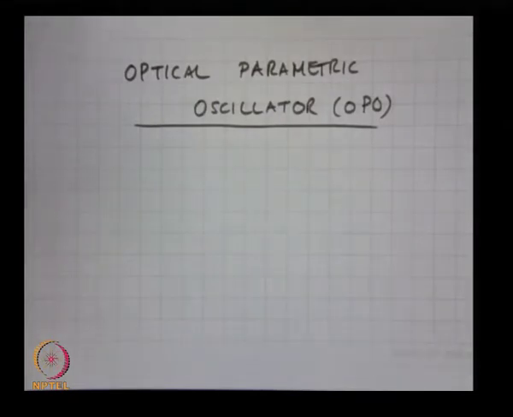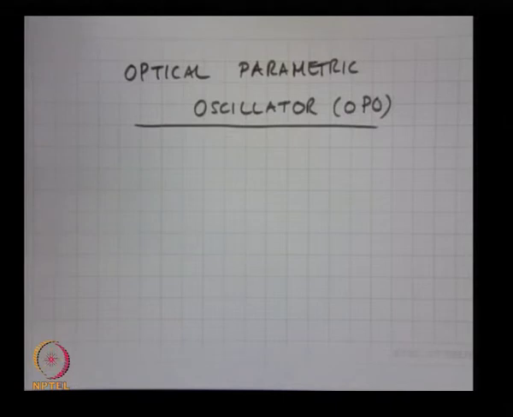So I've shown that if you launch light at omega p and omega s and satisfy the phase matching condition, you can amplify omega s light. The power at omega s frequency goes up as cosh squared of gamma z or something, okay? So that is an optical amplifier.